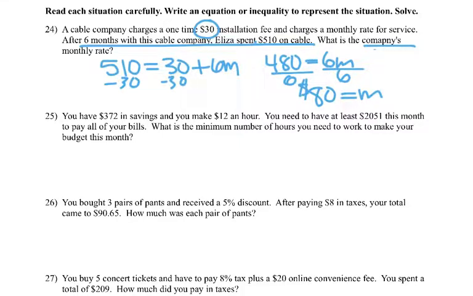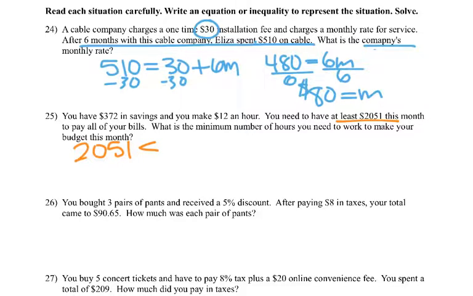25. You have $372 in savings and you make $12 an hour. You need to have at least $2,051 this month to pay all of your bills. What is the minimum number of hours you need to work to make your budget this month? So we need at least $2,051. So what I want to make has to be bigger than that 2,051.